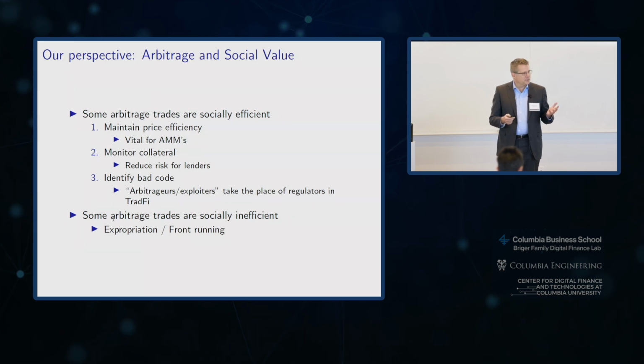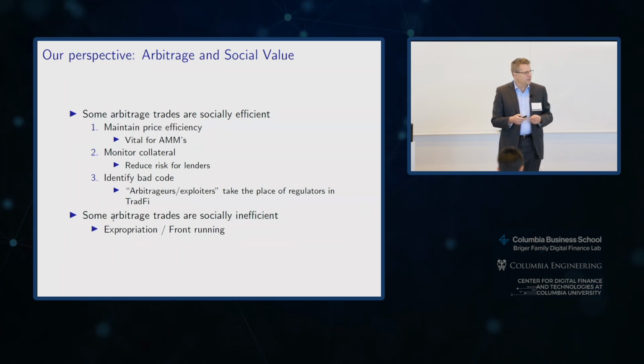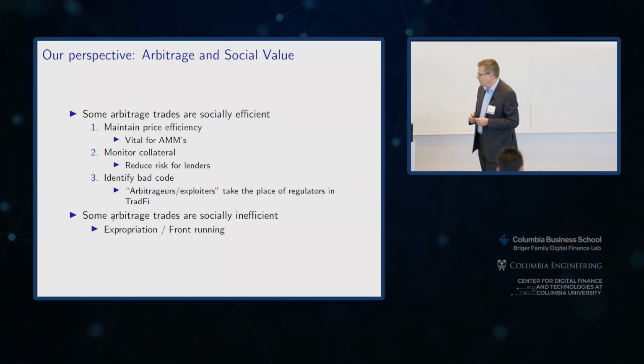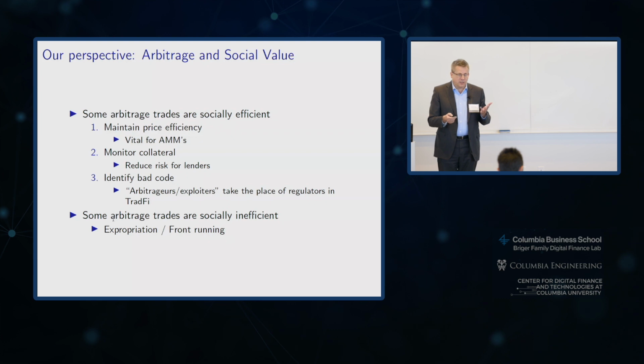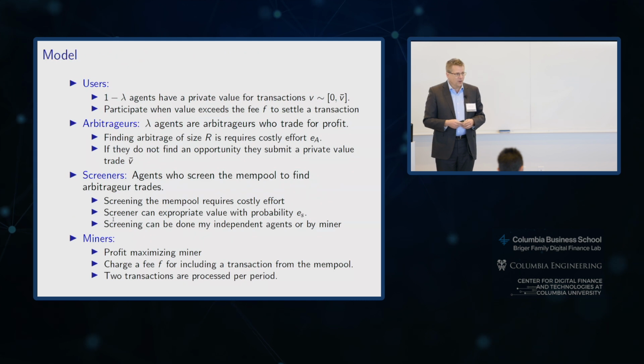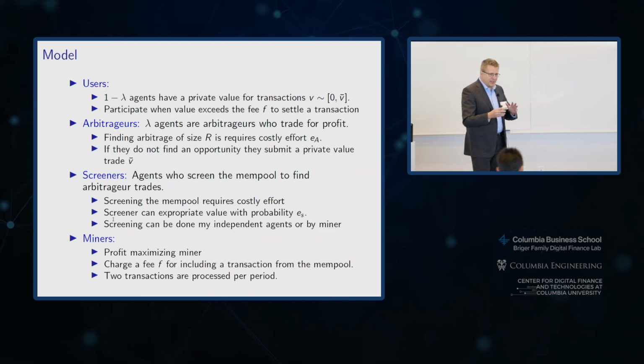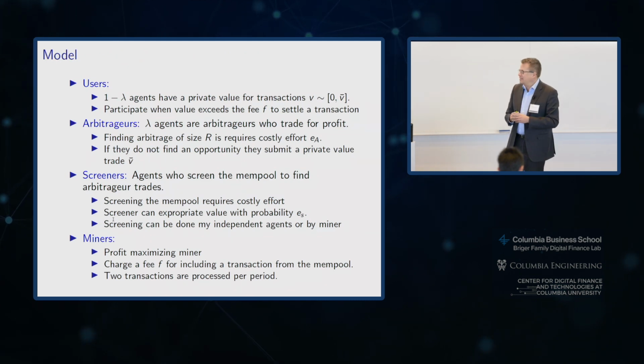Now, some of these arbitrage opportunities are clearly inefficient, and that would be the front-running attack and the sandwich attack that you heard about yesterday. So ultimately, it's an empirical question of whether we see more good activity or bad activity, and we want to address that too. I don't want to go through the math. We have a model, and I want to present the key trade-offs.